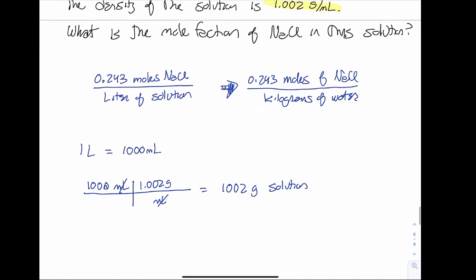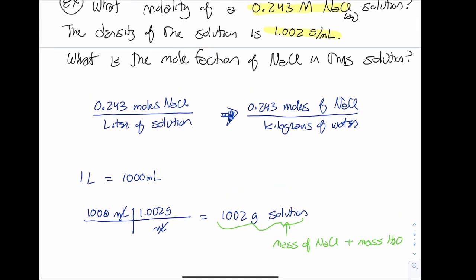And then again, remember, my solution is my total, right? This is the mass of sodium chloride plus the mass of water. That's what this number is representing. It's supposed to be a bracket. So I want just the mass of water, right? So what I'm going to do is calculate the mass of sodium chloride, which I can do, right? I have the number of moles. If I have moles, we can convert to mass using the molar mass. Once I get that number, subtract it from my total.